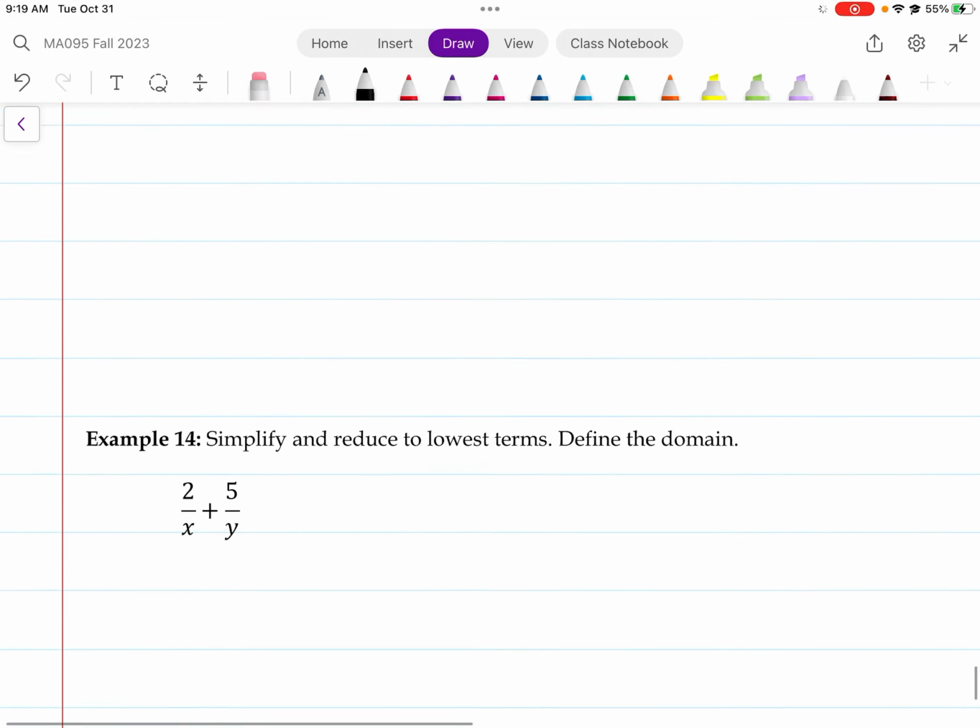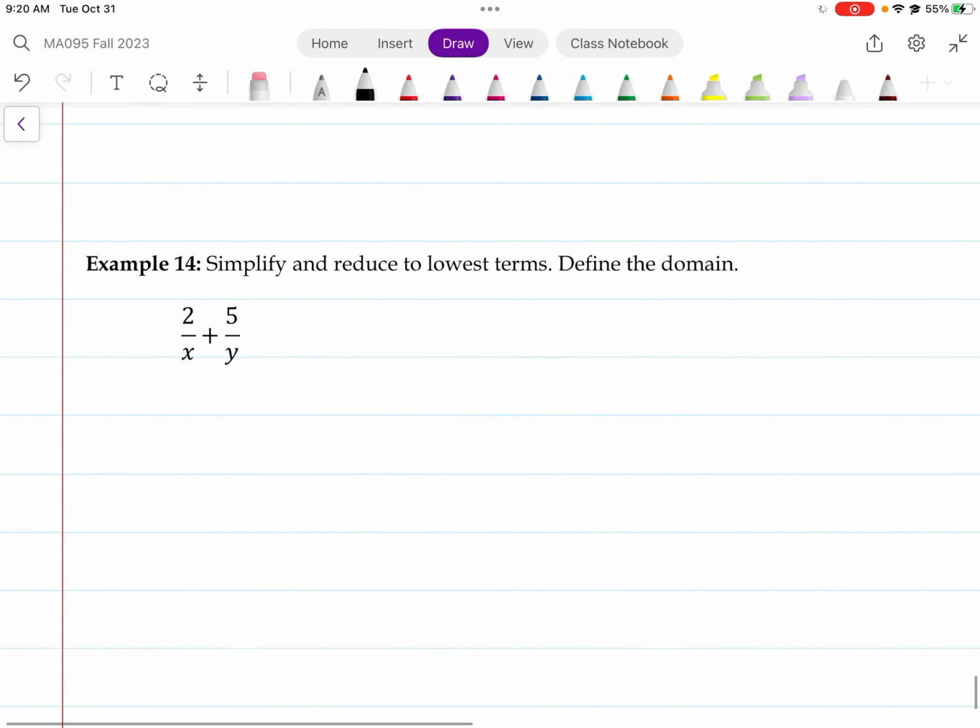All right, I believe this is our last one, so give this one a try. Imagine that this was a 3 and a 4. What did we do before? We just multiplied them together and got 12. So we're going to do the same thing here. The least common denominator is xy. Now that you know that, if you didn't get it, pause the video and try it.